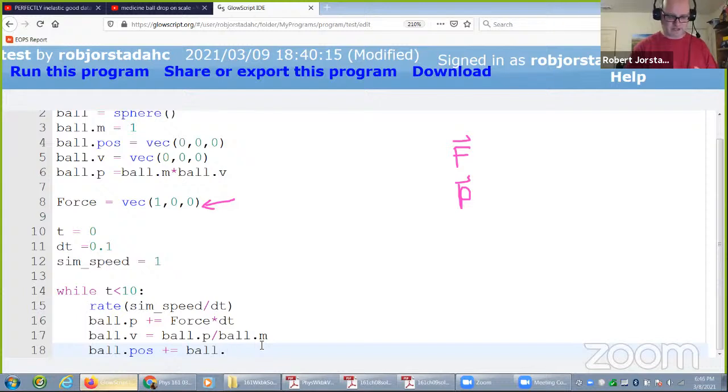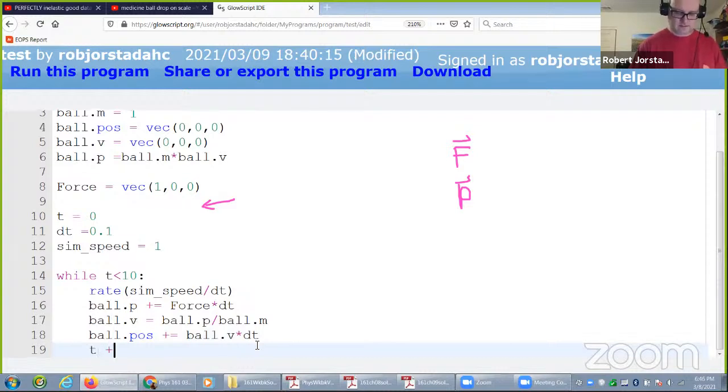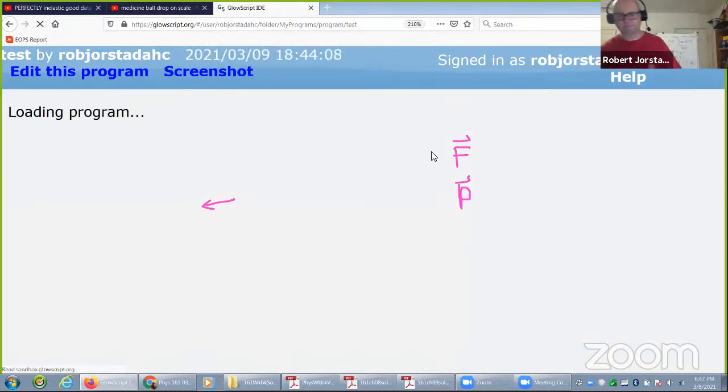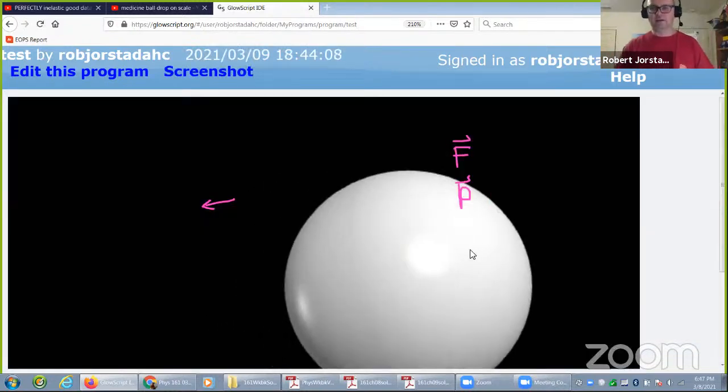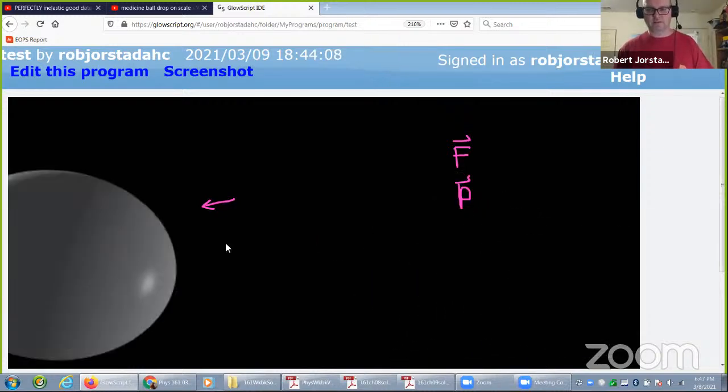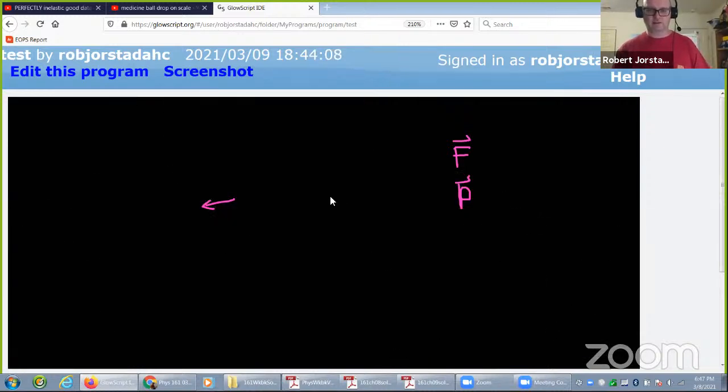Whoops, ball.v times dt. This is saying take the ball's velocity that you just figured out and multiply it by a small amount of time, and that's how much you change the position. And you say t plus equals dt. You add a small amount of time to the clock, you run it. Hopefully I didn't make any typos. There it goes. And you could animate the motion of this and you could see it in 3D and just swivel it around and you could zoom in and out. You'll be doing this in no time.